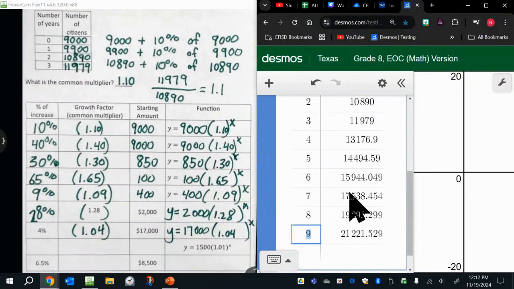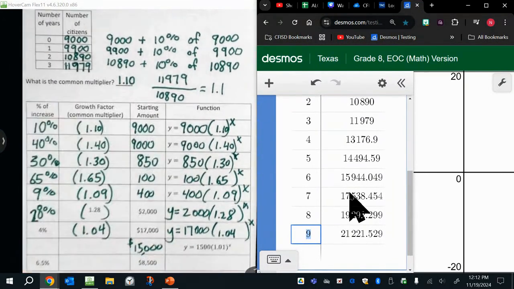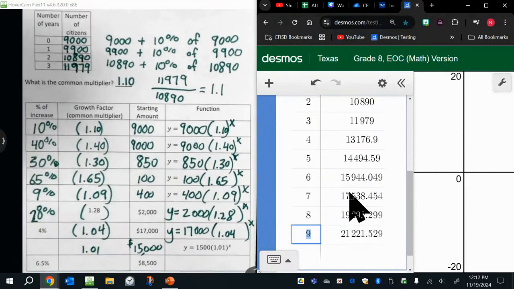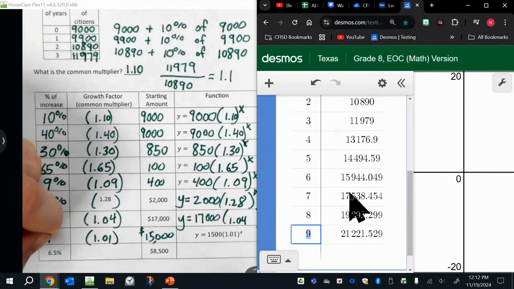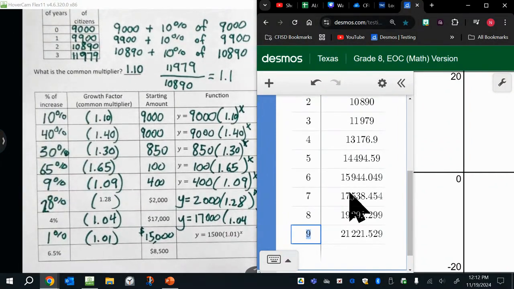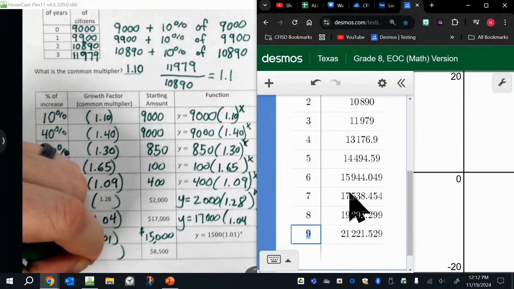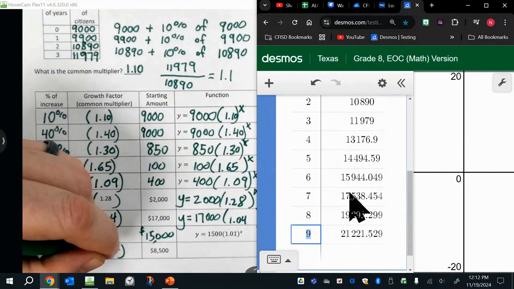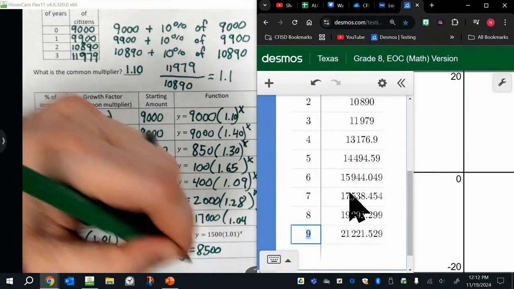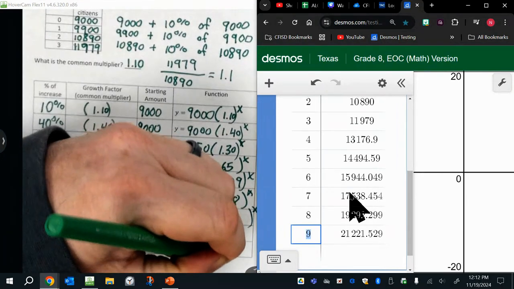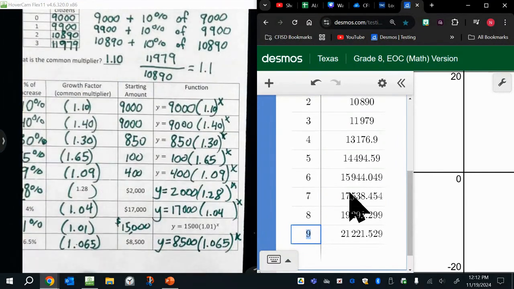Right? If this is here, then I can go backwards. This would be 1,500. You want to put it in money. 1.01. So what is that really? Well, it's not 10%. That is 1%. Okay, how would you write this one? Maybe you can start seeing the pattern. 1.065. So this would start at $8,500, no commas, and we are growing by 6.5% each time.